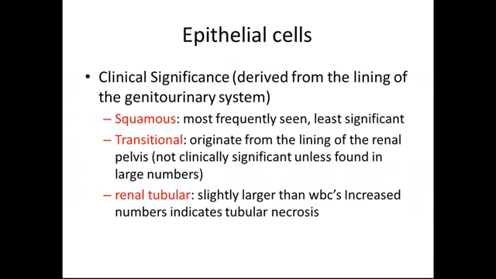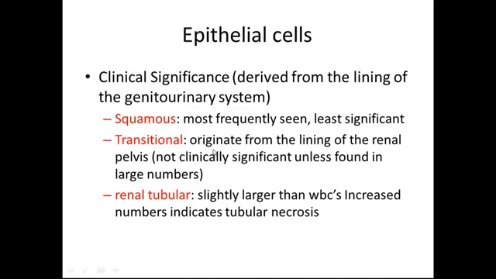Epithelial cells, clinical significance: they are derived from the lining of the urinary system. There are 3 different types. Squamous is the most frequently seen and the least significant, and this is typically just from the lining of the urethra. However, if we're doing a midstream clean catch, when we have the patient go to the bathroom, the first portion goes into the toilet, and that sometimes will rid some of the squamous cells so they are not as frequently present in the microscopic examination.